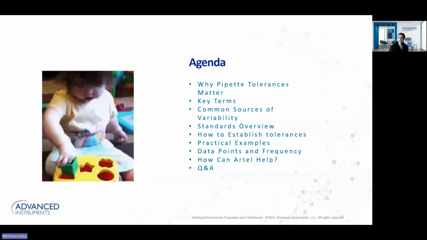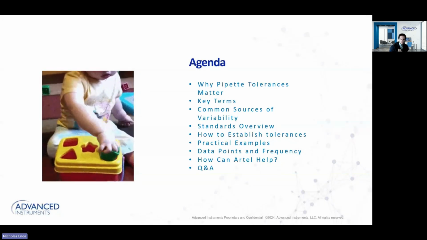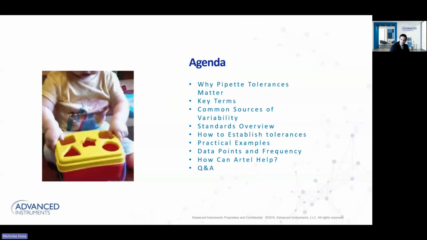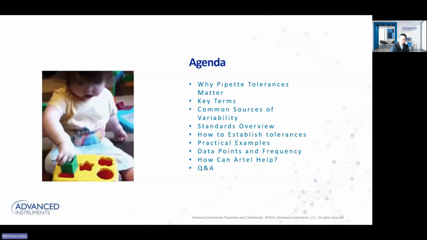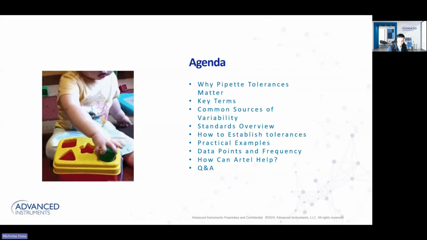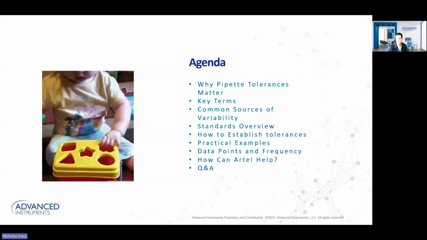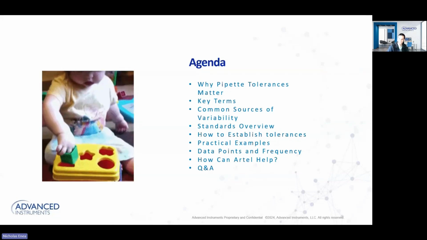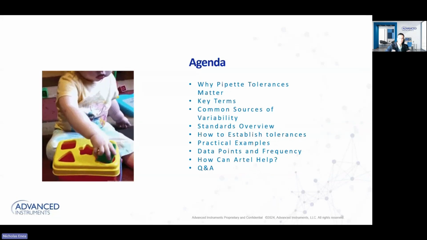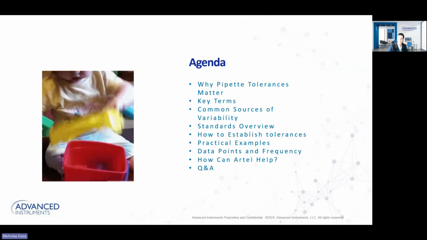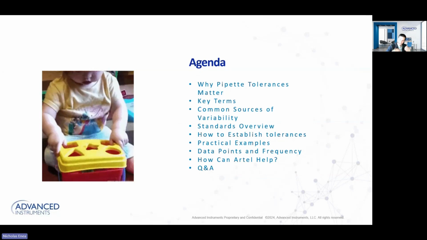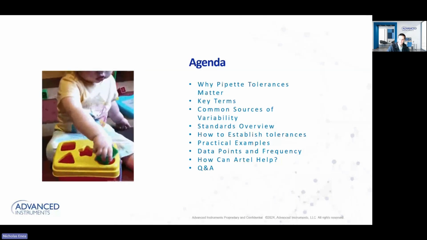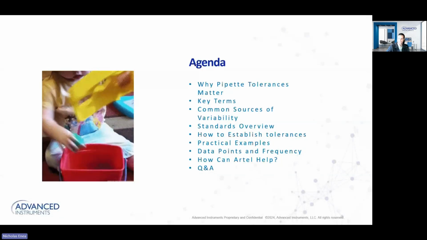For the agenda today, we're going to go over why pipette tolerances matter, and key terms. We're going to look at common sources of variability. The meat and potatoes of this all is a standards overview, how to really establish tolerances. Then we're going to go into practical examples. And from that, we're going to move into data points for your tolerances and the frequency of these, how we think Artel can help you, and then open it up to a nice Q&A, and hopefully we get some good questions that we can answer then. So we'll try to move methodically through this. My goal is to get you all out before the hour, but if not, we have an hour to get through this agenda in general.